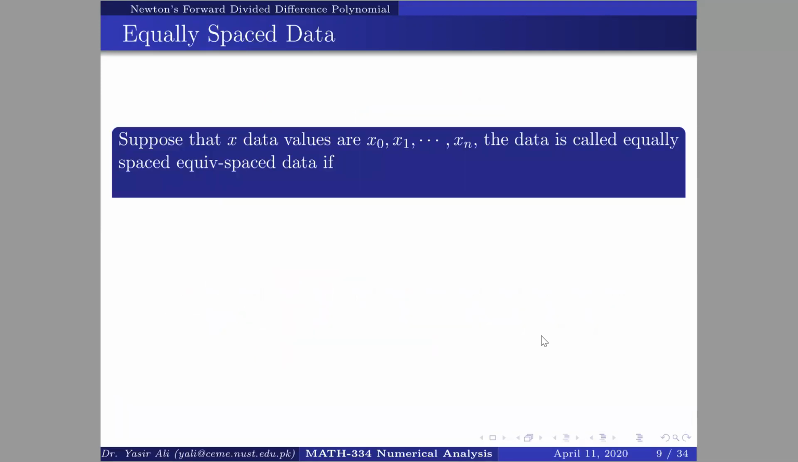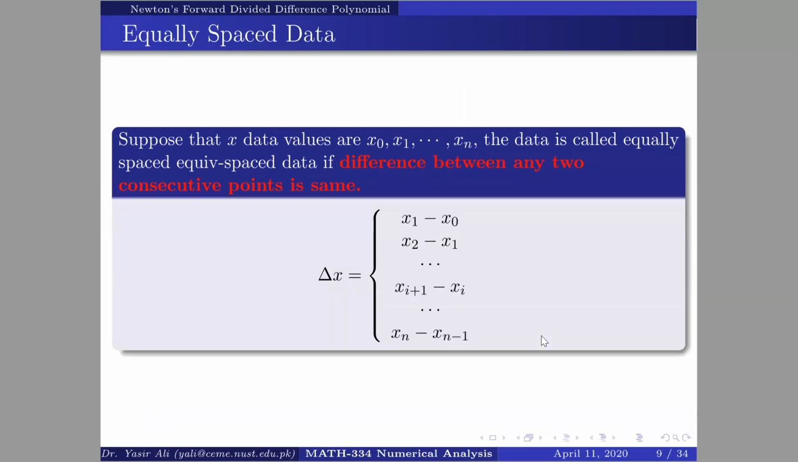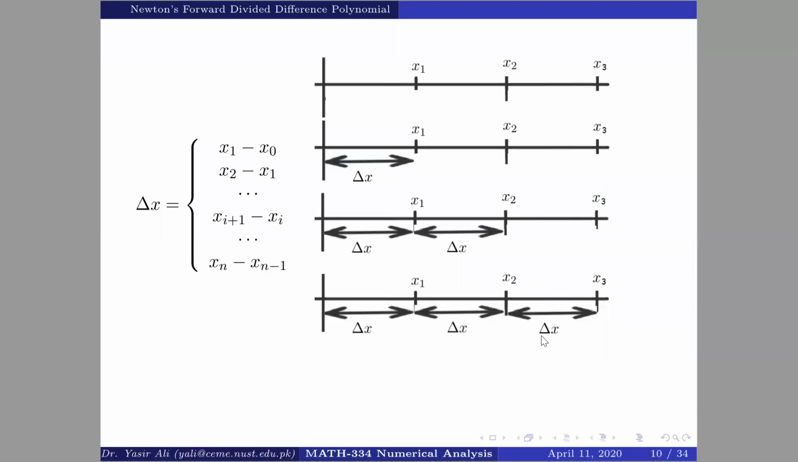Suppose x data values, which are sometimes called nodes, x naught, x1 and xn are given, and they are equally spaced, meaning the distance between any two consecutive points is the same. Then we say that the data is equally spaced data, and it will look like this, that the difference or the distance between any two points will be the same, delta x.